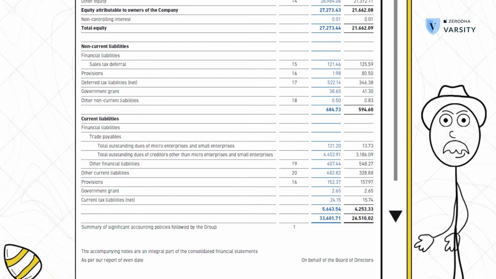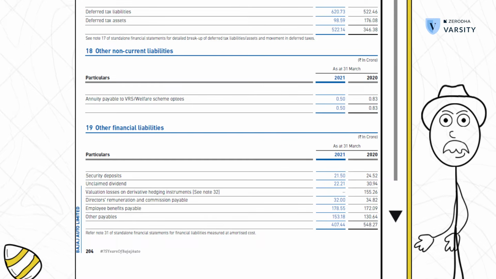Likewise, you can do the same thing for the current liabilities part as well. For instance, we've got a line item which says other current liabilities with an associated note number 19. You can always go to that particular note to understand the nature of that line item. So let me do just that. As you can see, other financial liabilities here include things like security deposits, commissions payable, employee benefit payables, and other payables. All these things bunched together form the other current liabilities of the balance sheet.